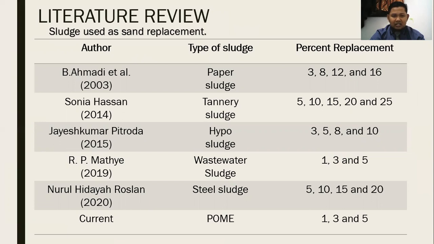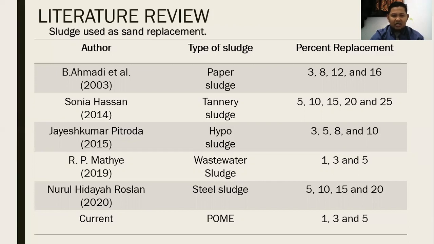For my literature review, these are 5 literature reviews that I have made, where I studied what type of sludge they are using and what percentage they are replacing for the sand itself. First is by Ahmadi, who is using paper sludge, with percentage replacements of 3, 8, 12, and 16.